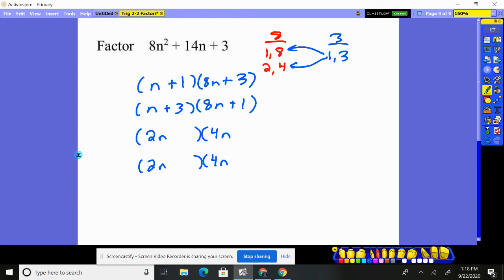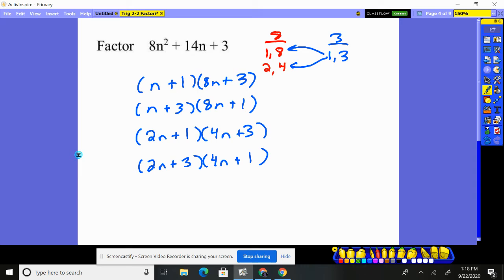Those, when multiplied, gave me the 8n squared up top. And now for the back pieces, it's 1 times 3, or maybe the 3's here and the 1's here. One of these 4 possibilities, and again, there's only 4. There could be up to 12, 20. There could be all kinds. I'm keeping it simple for right now.